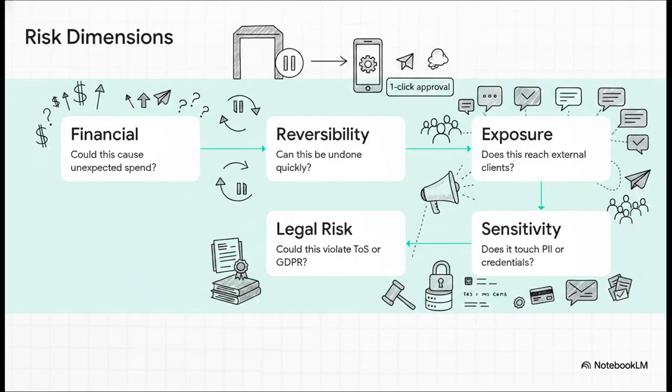Score your agent actions based on financial impact, anything over $50, reversibility, public exposure, data sensitivity, and legal exposure. If it scores higher risk, use a simple automation tool like a Make.com webhook to ping your phone via Telegram or Slack. It pauses the whole system until you literally click Approve.